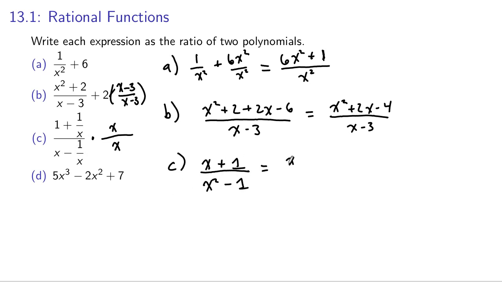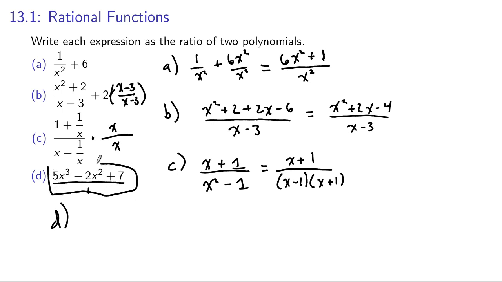And if we remember that x squared minus 1 is a difference of squares, we have x minus 1, x plus 1. Now we have a common factor in the numerator and the denominator, but canceling it would not make an equivalent rational function, so let's leave that alone. D. Well, we can just write this polynomial over 1. 1 is a special kind of polynomial, and that would make it a rational function. So that's all we have to do for D.